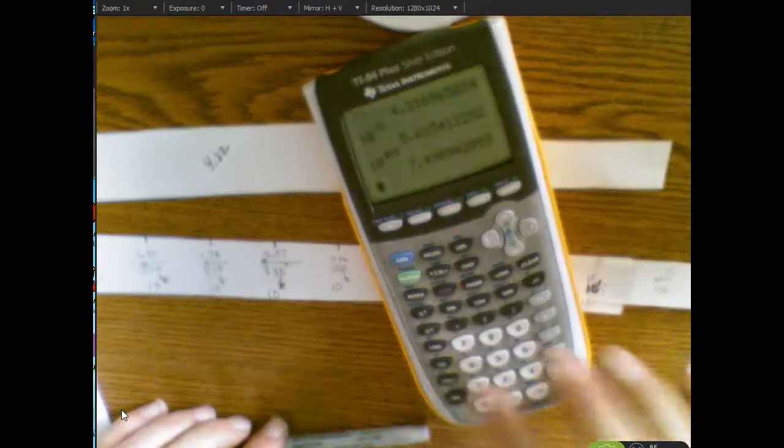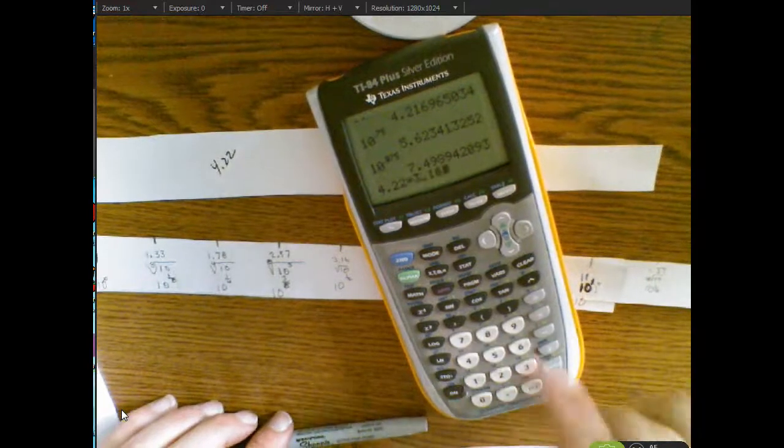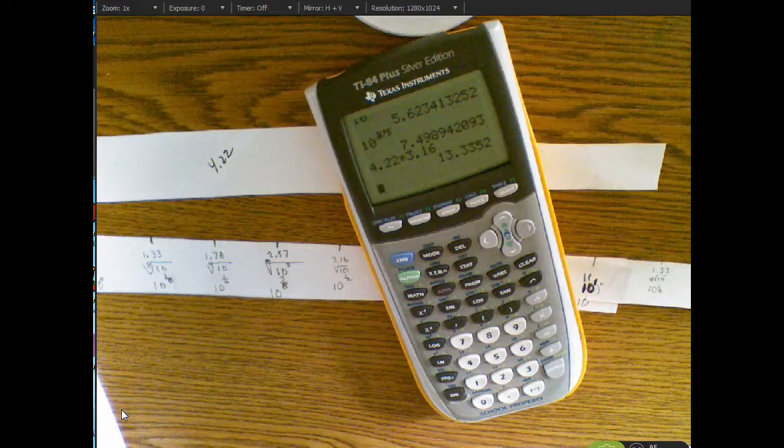Multiplying the numbers, right? So I'm in my calculator real quick. I'm going to say, wait, does 4.22 times 3.16 really give me 13.33? And yes, it does. It really does.